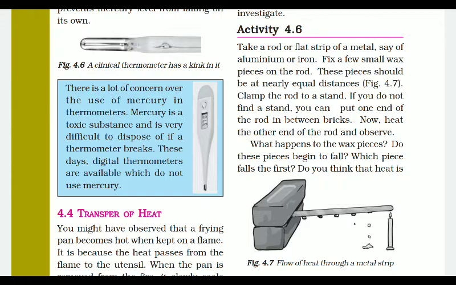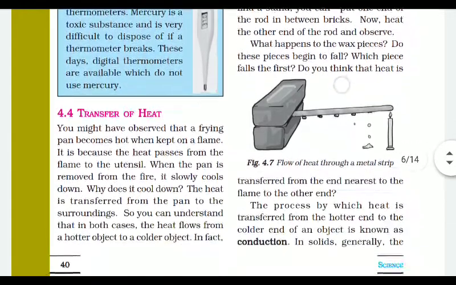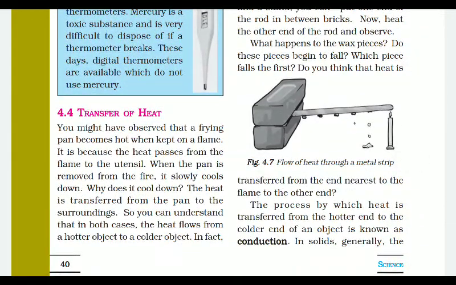Nowadays we are using a digital thermometer in place of the mercury ones. Transfer of heat, another chapter, another topic. You might have observed that a frying pan becomes hot when kept on a flame. It is because the heat passes from the flame to the utensil. When the pan is removed from the fire, it slowly cools down.